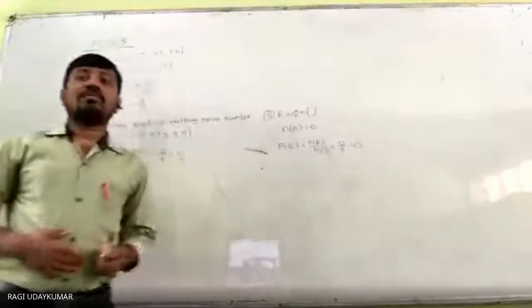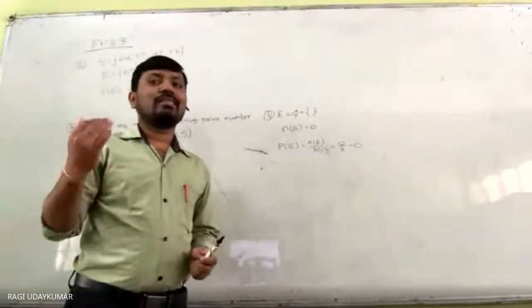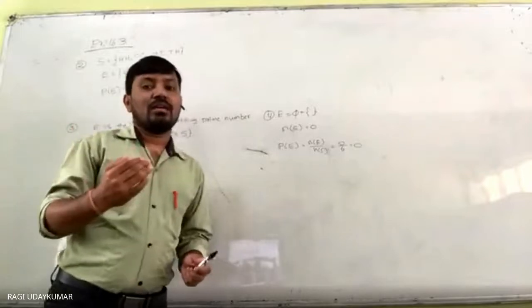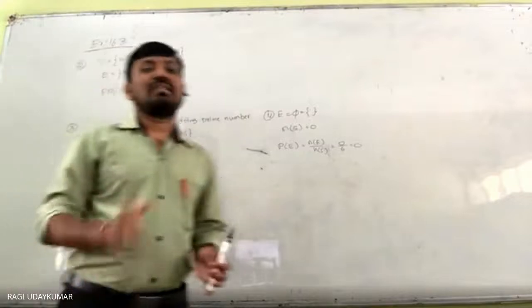But coming to the fifth problem in the third question, the number less than 6 will appear. Less than 6 means 6 is not included: 1, 2, 3, 4, 5. So the probability is 5 by 6.